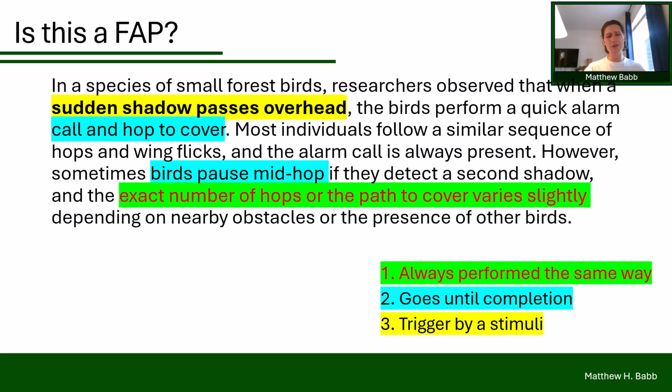But even then, it doesn't really go until completion either, because birds can often pause mid-hop, which would suggest that they are able to stop this fixed action pattern. Now, I will say this is not black and white, because there are instances where an animal could be doing a fixed action pattern and you can physically restrain them from being able to do it, in which case they will stop. But in normal circumstances, they're not going to just stop because of a simple shadow passing overhead. A fixed action pattern will go until completion unless there is some external force acting upon the animal.